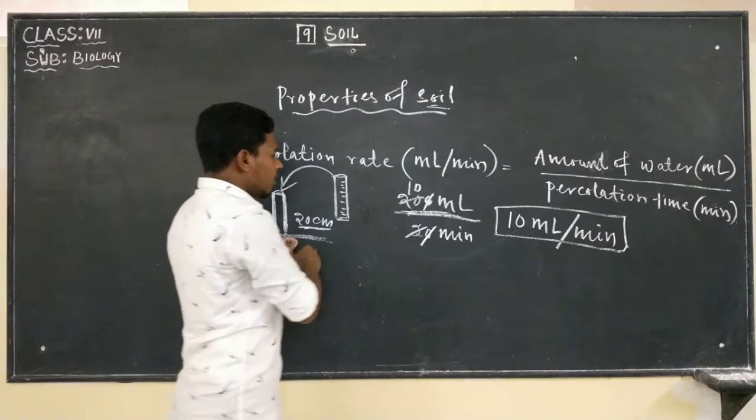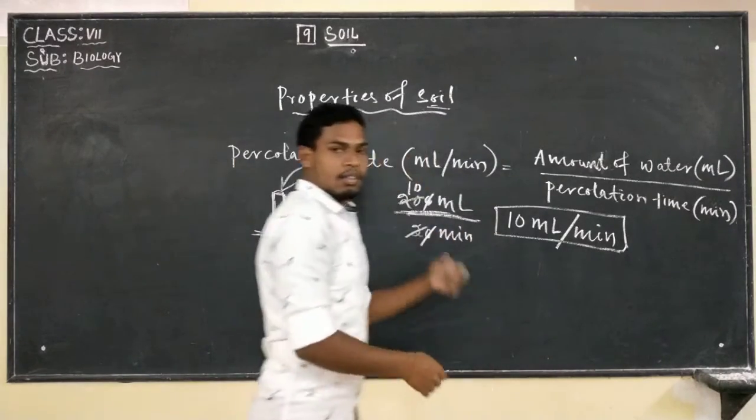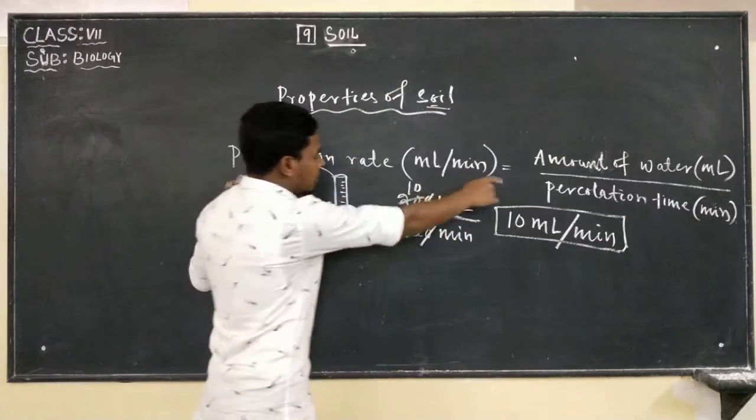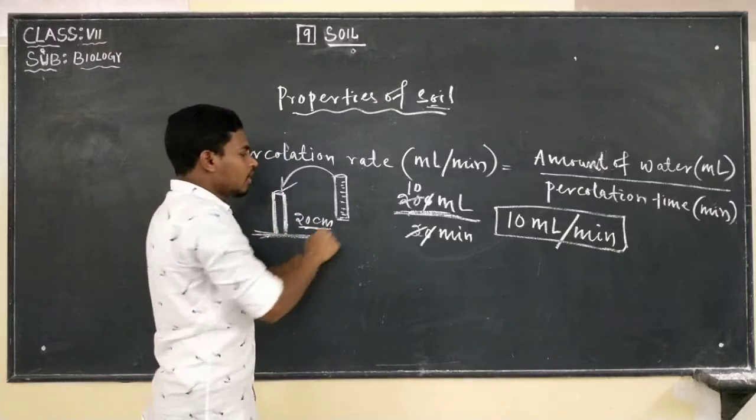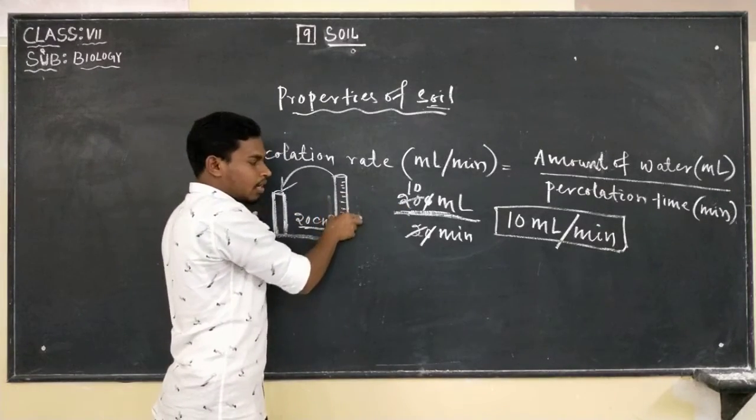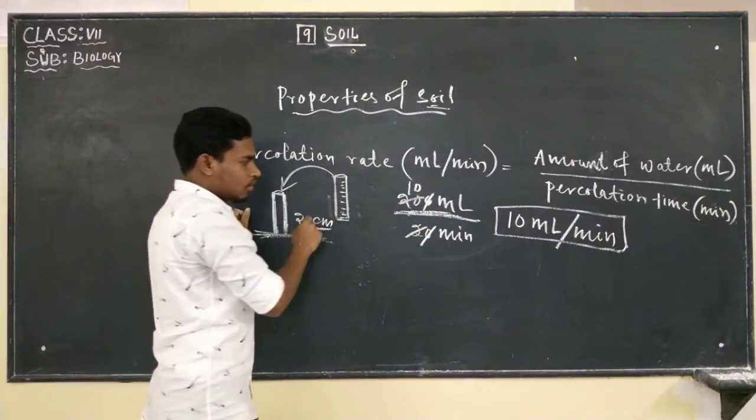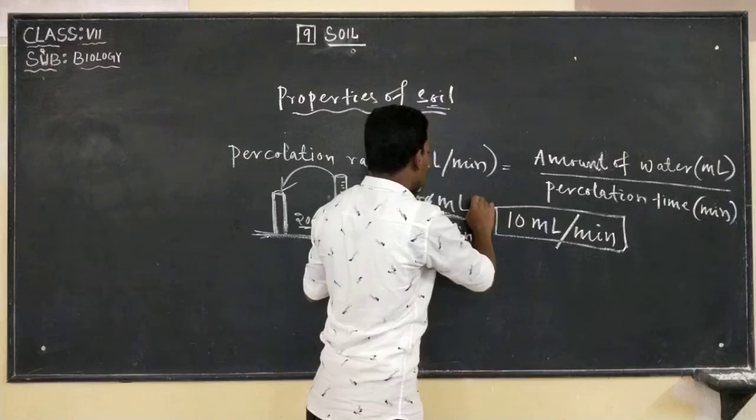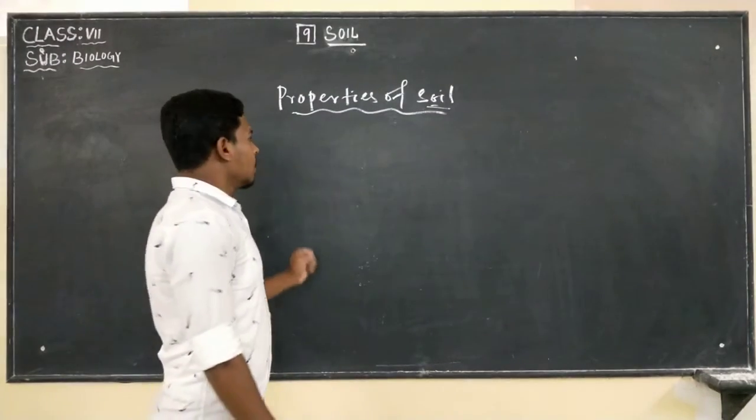Okay, and next we will deal with clay soil. Next, loamy soil. So this is the formula. How much water it is taking and how much time it is taking to complete the water. So 200 ml we took, and it took 20 minutes to complete all the water. So this is the formula to calculate what? Percolation rate.